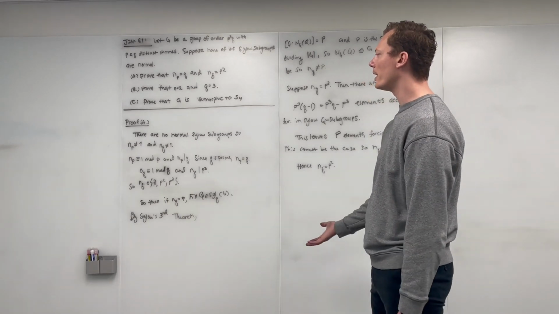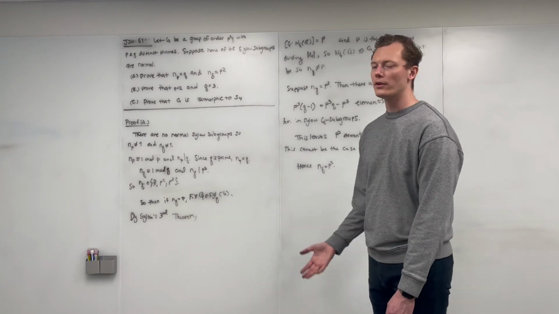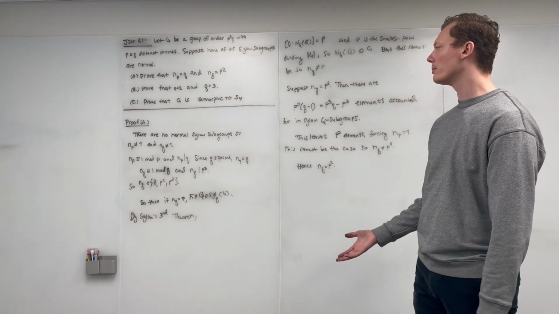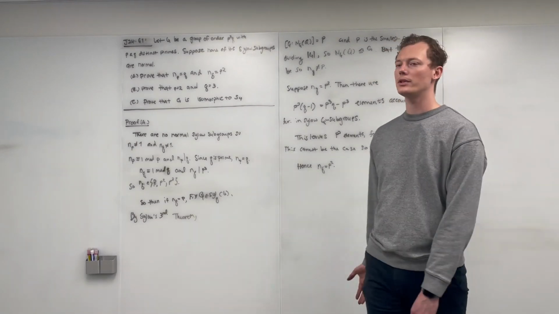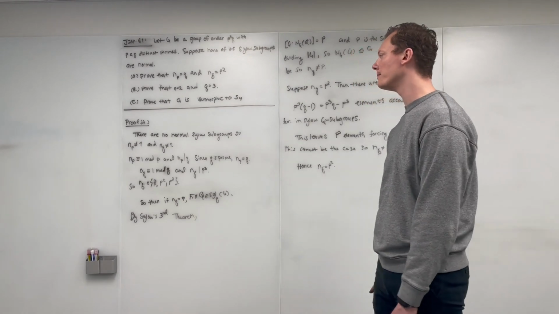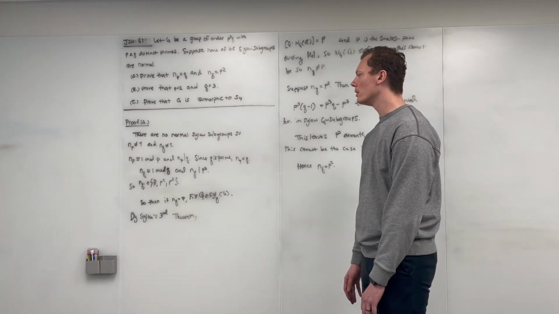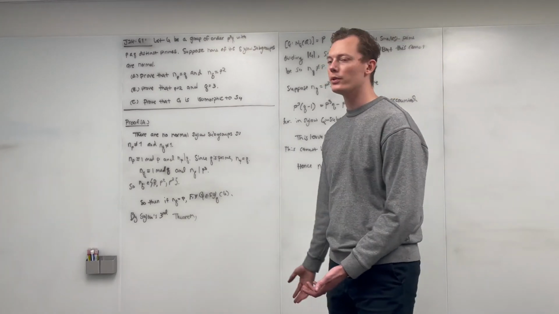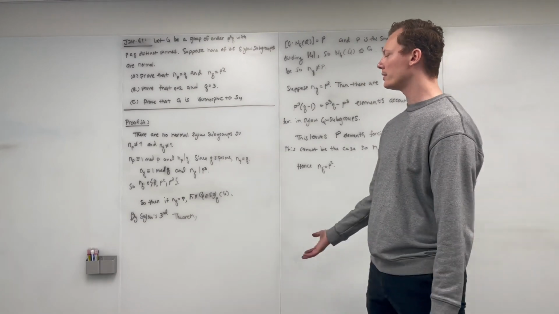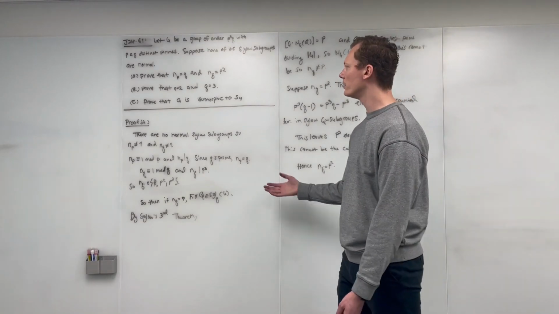So for the proof of part A, we first observe that there are no normal Sylow subgroups. So the number of Sylow p subgroups doesn't equal 1, and the number of Sylow q subgroups doesn't equal 1. Because the number of Sylow p subgroups has to divide q, and since q is prime, this forces the number of Sylow p subgroups to be equal to q. So we have the first part.